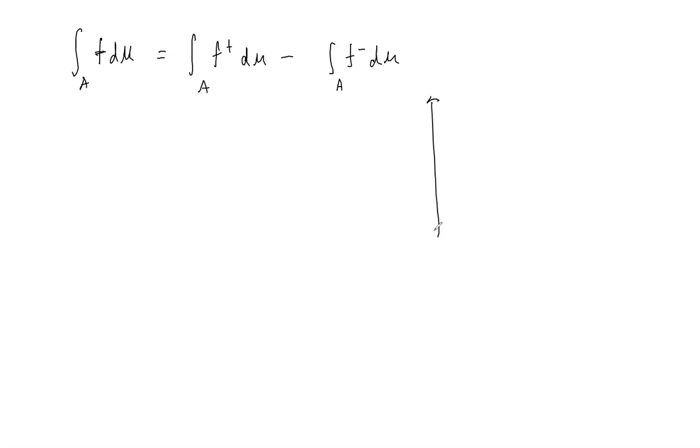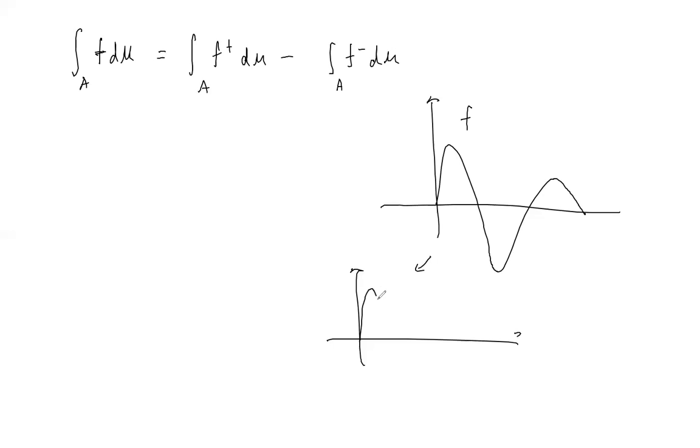So the positive part, for example, your function can be like this. This is your f. You have a positive part, which is this part. The part that's negative, you set it to 0. So this is your positive part. The negative part is this part, right? The part that's positive, you put 0. The part that's negative, you flip it up, like this.